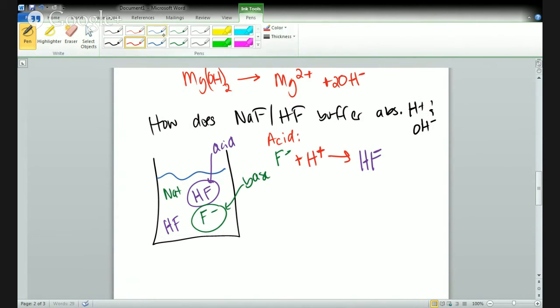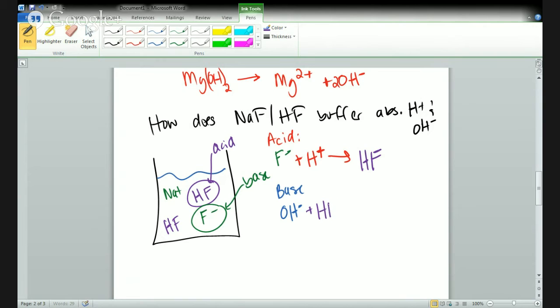All right, if we were to add a base, so if we were to add OH- to the buffer system, this is why we have that acid particle in there. Oh, that's not an H. Oh, yeah, I'm sorry, kids. I'm struggling right now.